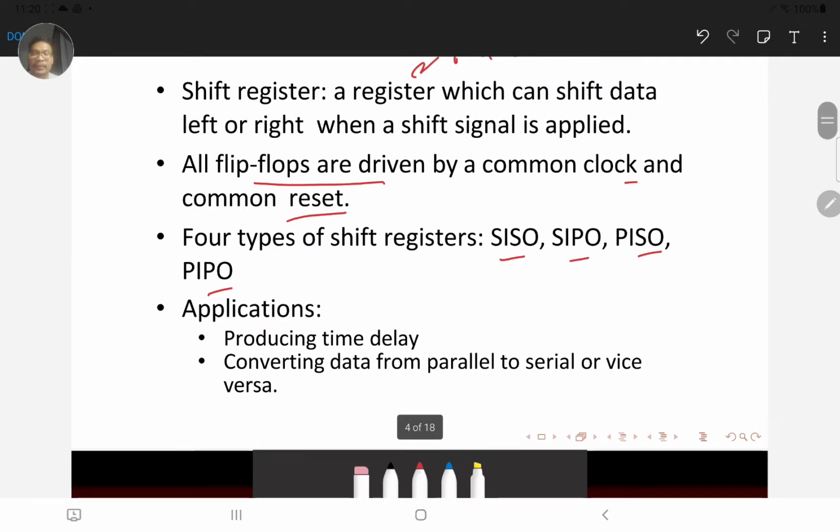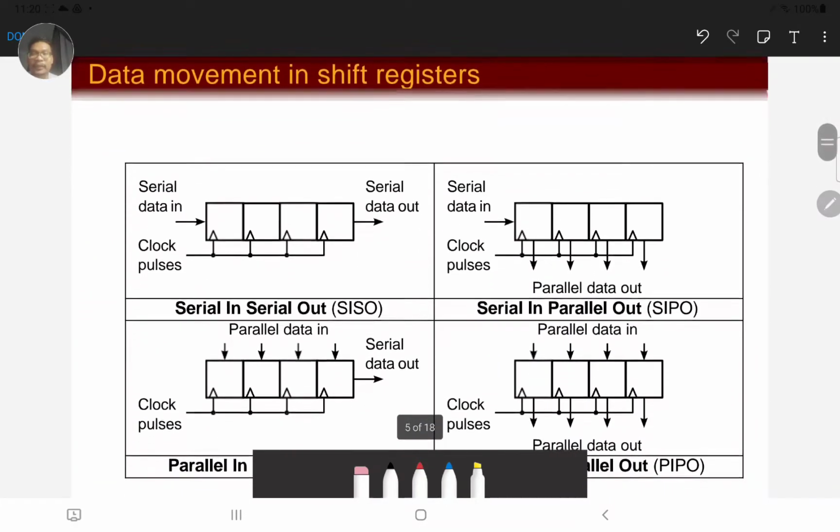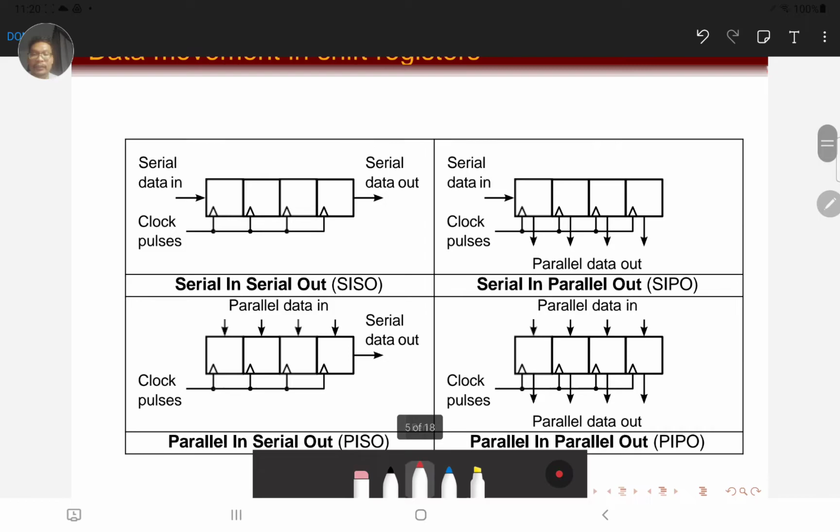Some of the applications of the shift registers include producing a time delay and also converting data from parallel to serial or vice versa. So let's have a look at an example of what the shift register is actually doing.